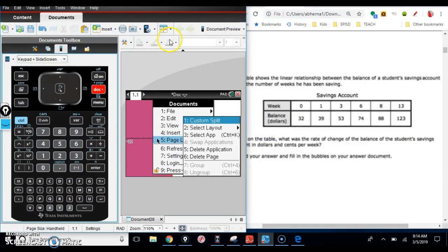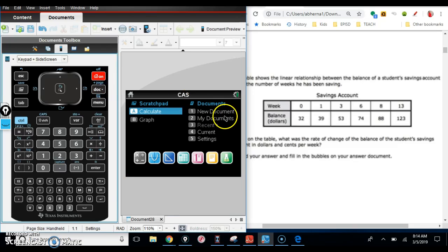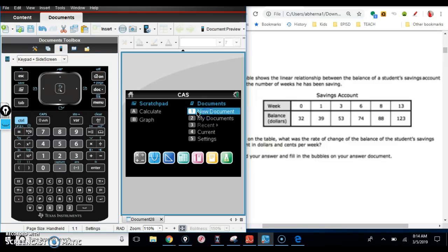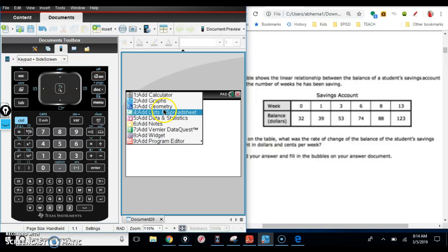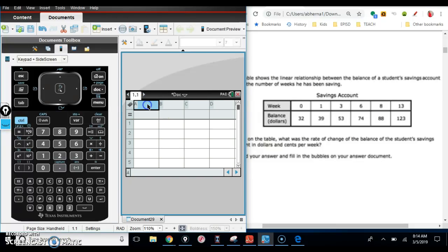So what I'm going to do is enter this table into my calculator. I'm going to go ahead and put New Doc. New Doc. And I'm going to put Add Lists and Spreadsheets. And I need to tell it what is X and what is Y. So at the top I'm going to put X and then Y.